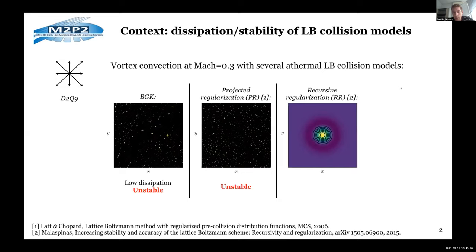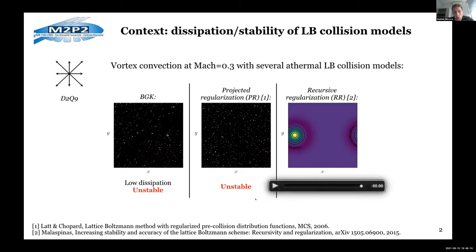And then finally, if we use the recursive regularization, we can see that this time the vortex computation is stable and it achieves several passages inside the periodic box. So here, what is very surprising is that with the projected regularization, we have a scheme that is more unstable than the BGK model on this particular test case.